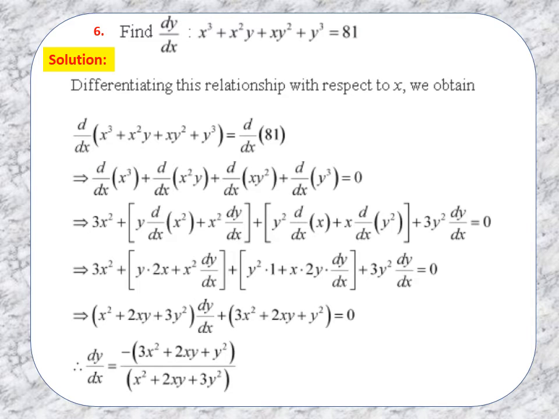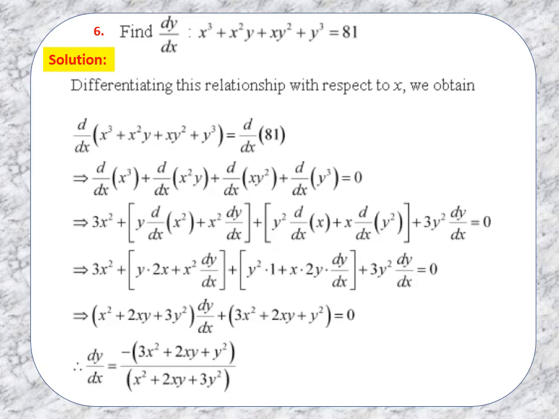Next we have question number 6. Find dy upon dx such that x cube plus x square y plus xy square plus y cube equals 81. So you can see that it will be very difficult to find the value of y. So simply differentiating both sides with respect to x. Now for x cube it is 3x square. Now for x square y we have to apply the product rule. So y into differentiation of x square plus x square into differentiation of y.